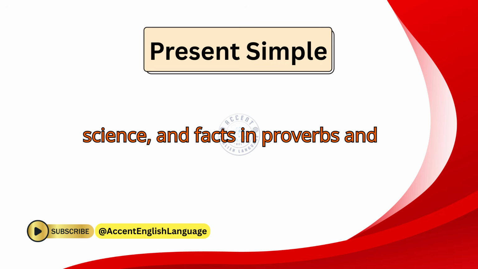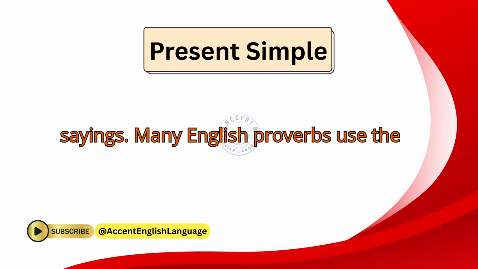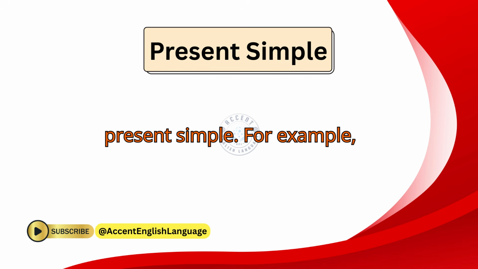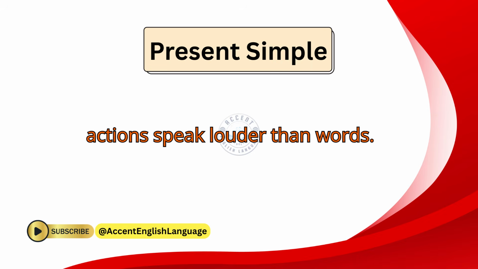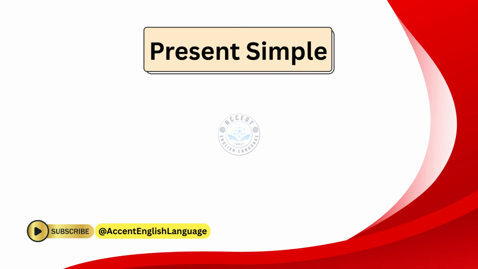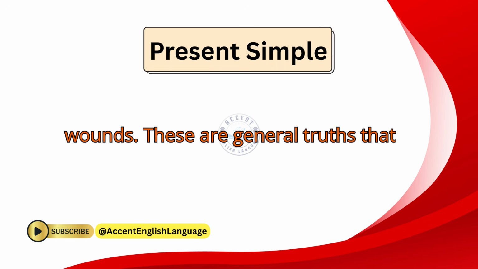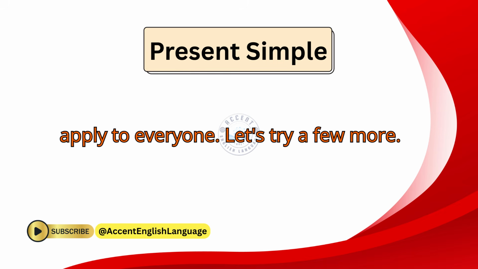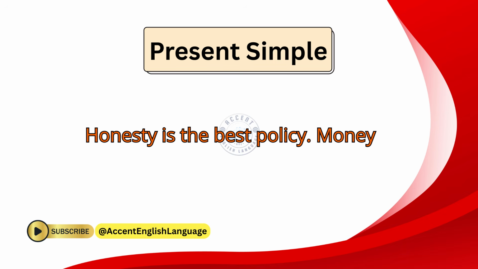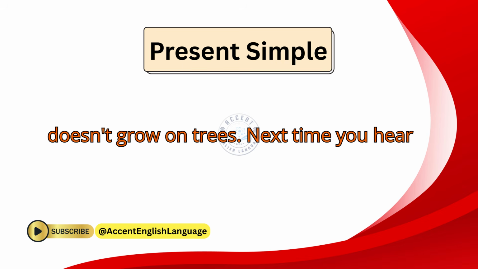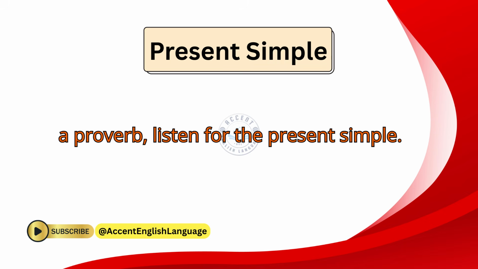In proverbs and sayings, many English proverbs use the present simple. For example, actions speak louder than words. Practice makes perfect. Time heals all wounds. These are general truths that apply to everyone. Let's try a few more. Honesty is the best policy. Money doesn't grow on trees. Next time you hear a proverb, listen for the present simple.